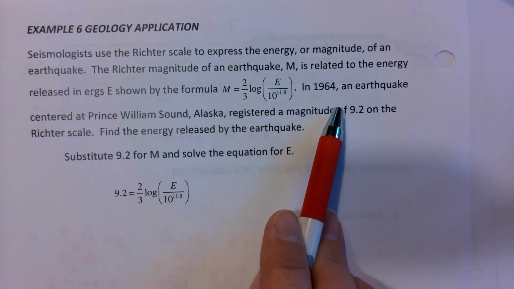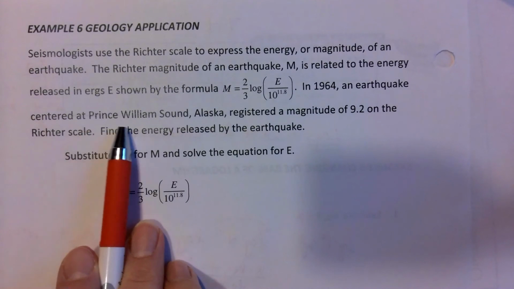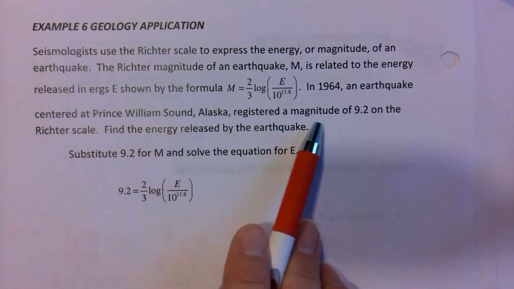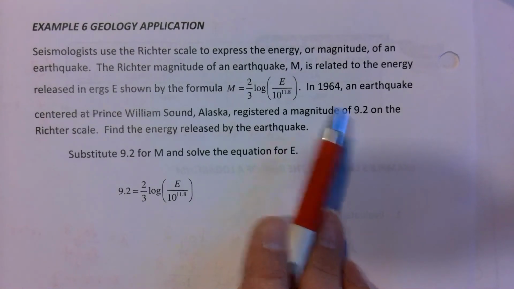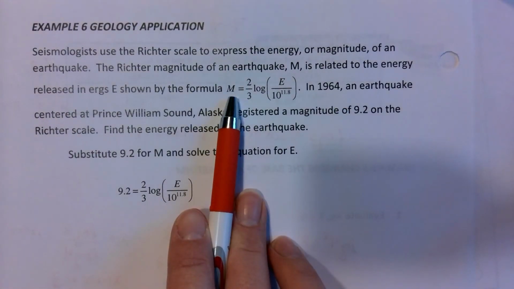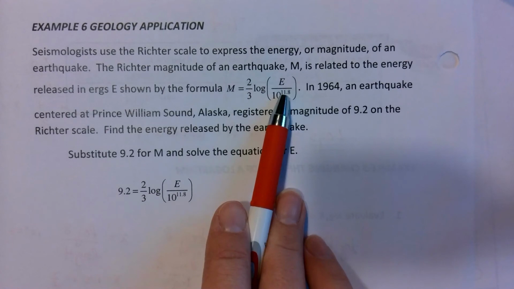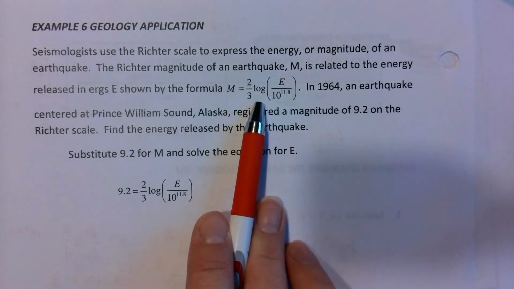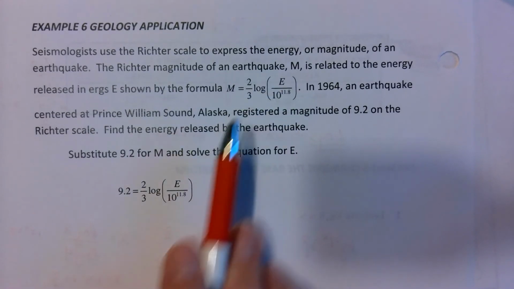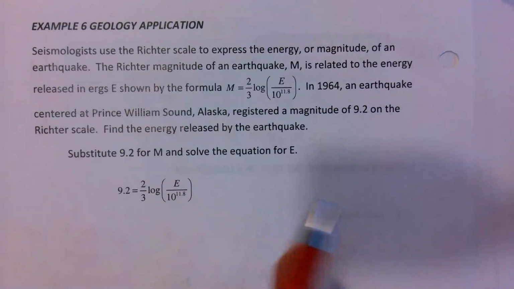So in 1964, an earthquake centered at Prince William Sound in Alaska registered a magnitude 9.2 on the Richter scale, which is very high. So what we want to do is find out how much energy was released. Normally we just plug in the answer and use some algebra to solve for the unknown variable. Or we could use inverse functions, find the inverse. But this is a little different because it's a log. So we are going to just use algebra to solve for E, but we're going to use inverse operations.